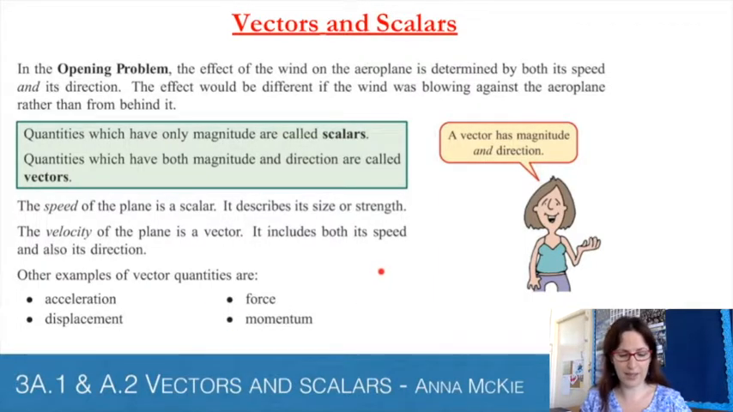This is just a bit of background stuff here. So in that opening problem, the effect of the wind is determined by both the speed and the direction, because you can imagine if the wind was coming from different angles, the effect that it would have on the plane would vary. And so the quantities which only have magnitude are called scalars. If it has magnitude and direction, then that's a vector. So think about the magnitude of the wind would be 30 kilometers an hour, and the direction was if it was east or west or north or south. And so then that's a vector.